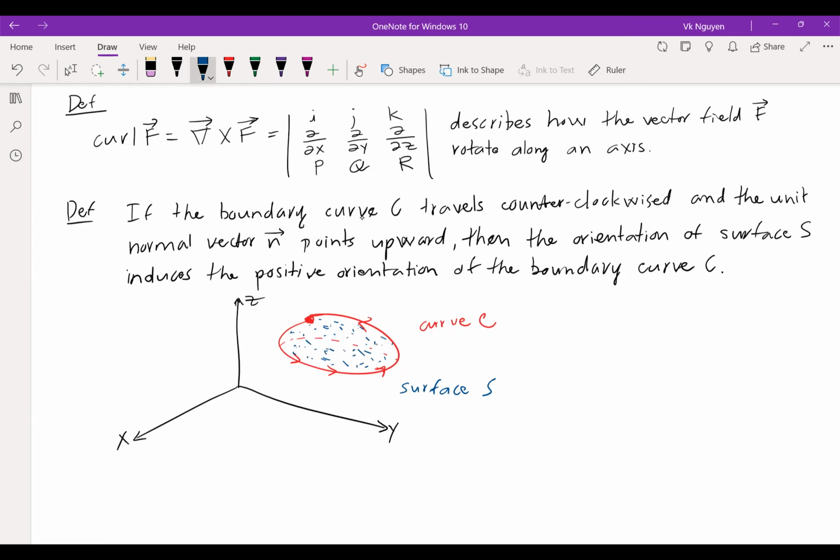So the curve C encloses the surface S. If the curve C travels counterclockwise and the unit normal vector points upward, so it goes up, then we have a positive orientation. This is what it looks like.